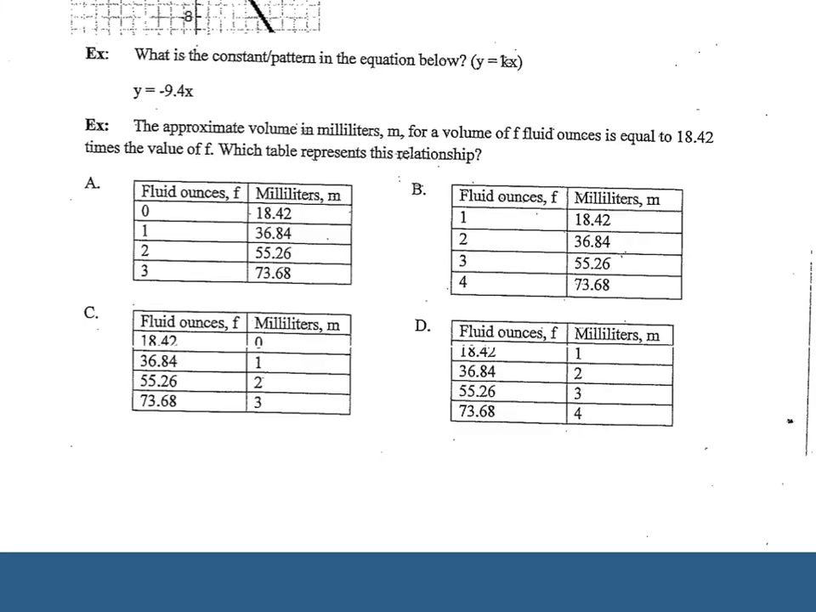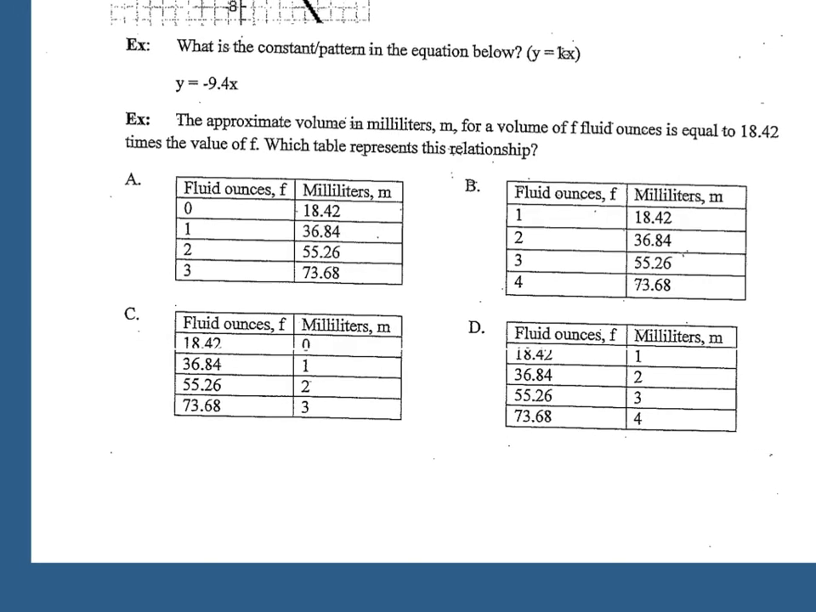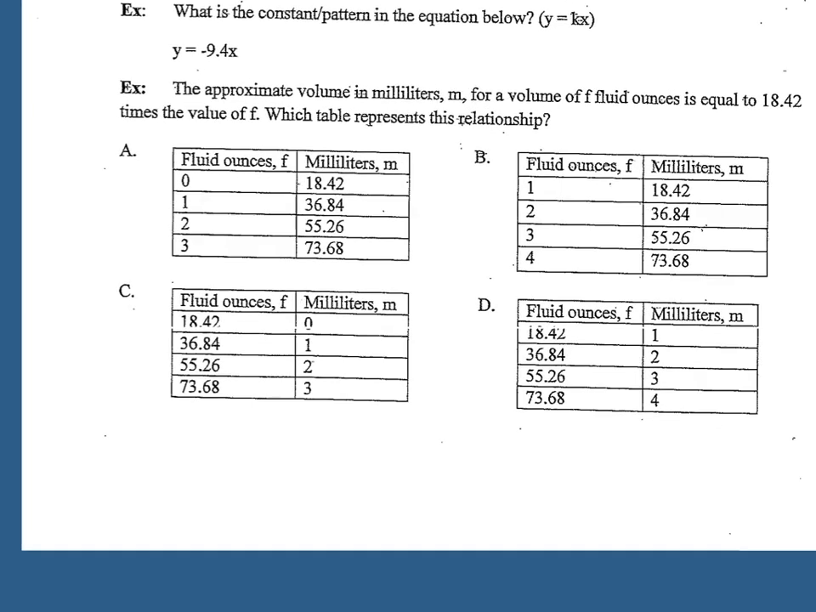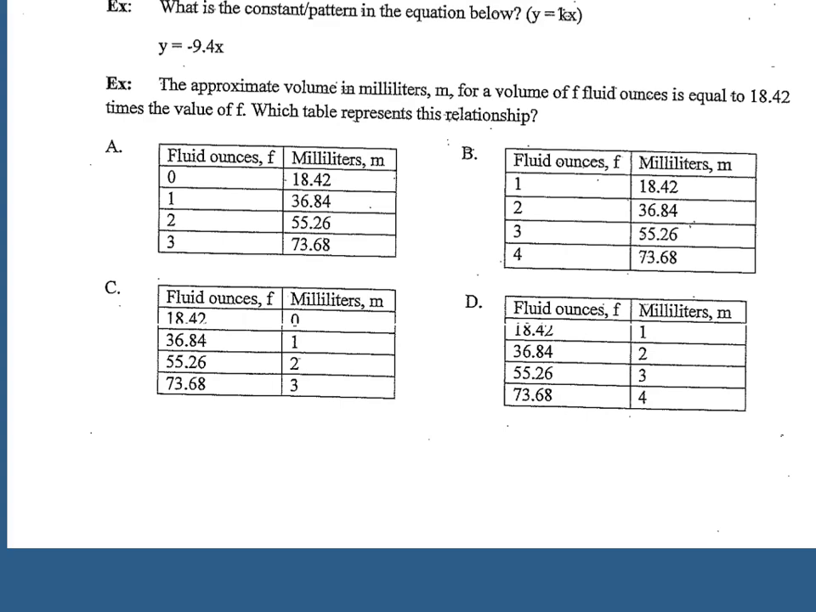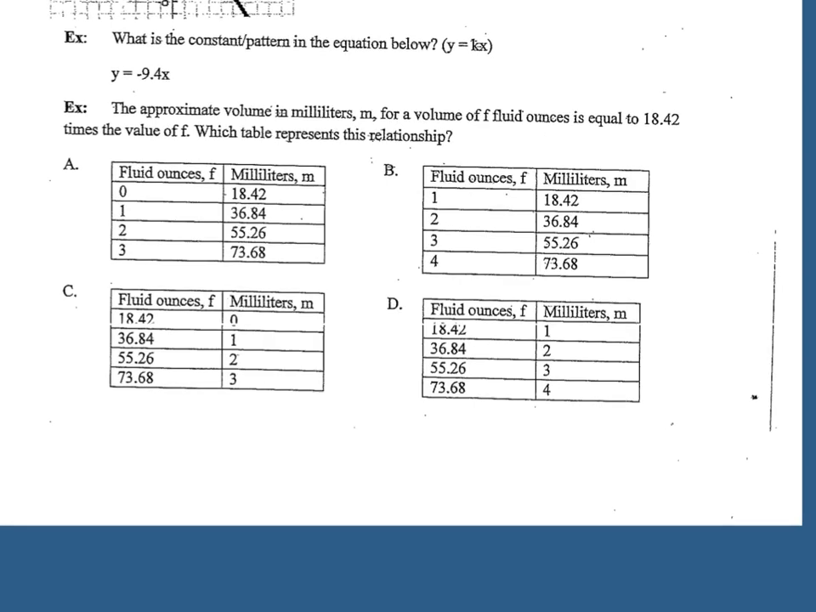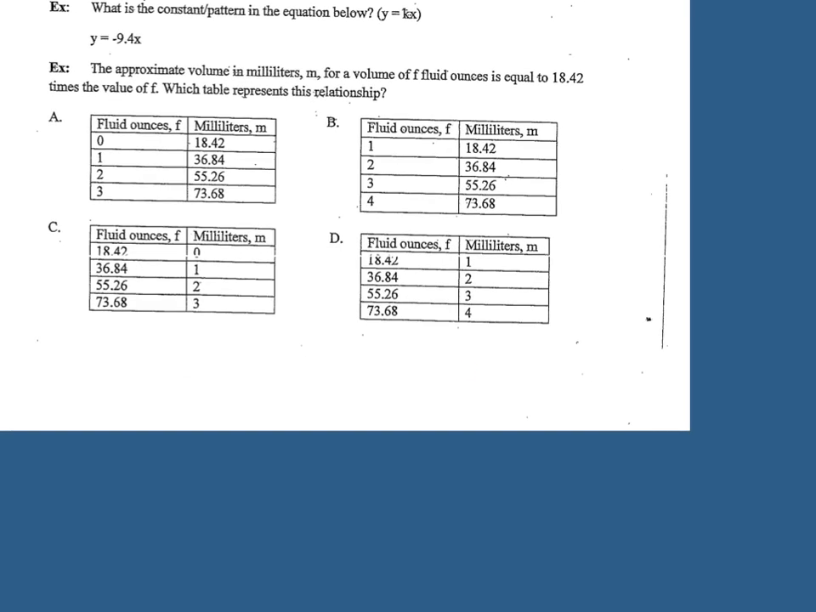What's wrong with C? It's almost like the same one. They had them backwards, first of all. And same thing, if you multiply it by 0, it's 0. But that's not going to work. So it should be B. Because for 1 fluid ounce, we get our Y, 18.42. Because if I plug in 1 for X, I get 18.42. That's what the table says.